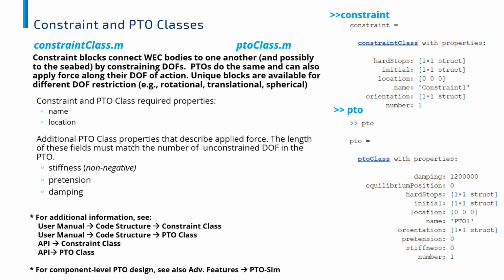The PTO class, because it is also able to prescribe the coupling forces exerted along the non-constrained degree of freedom, has a number of additional parameters like the stiffness, damping, as well as potentially pretension.